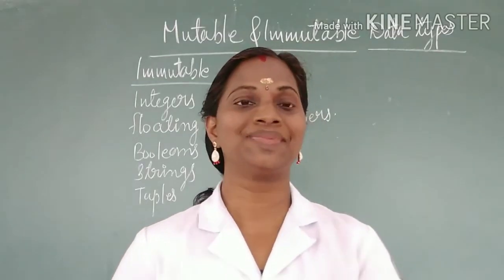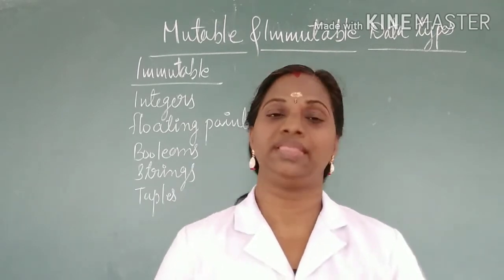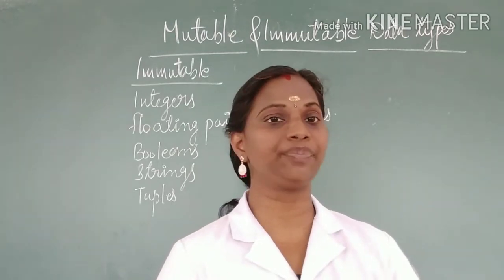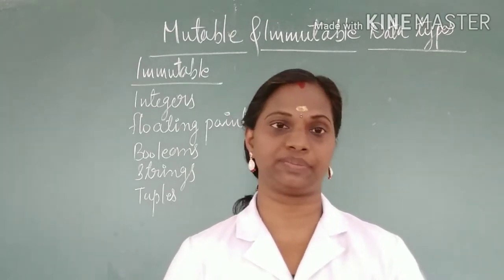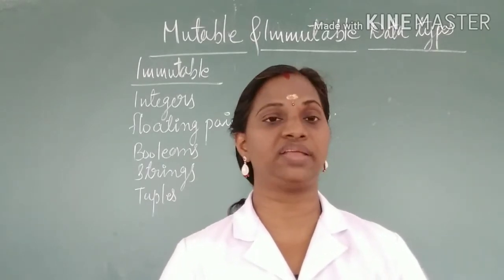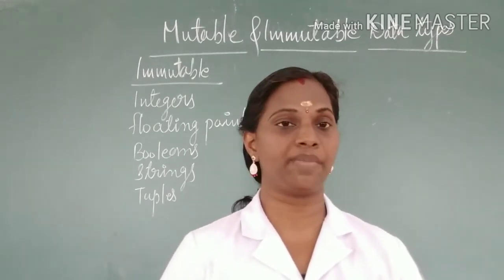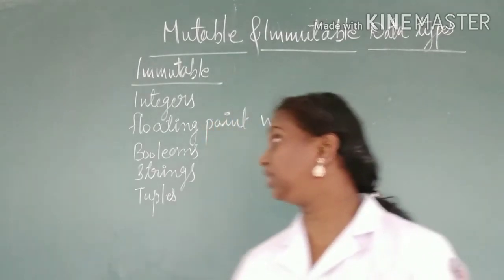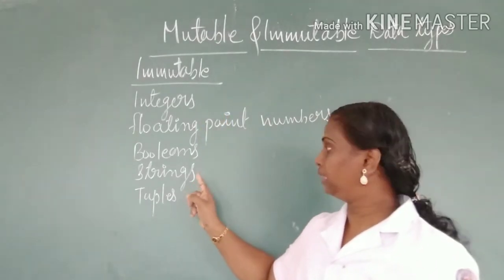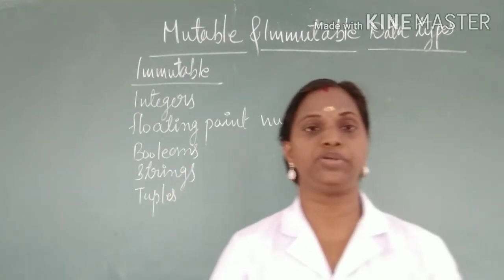Okay. Next one is mutable and immutable data types. The Python data types are broadly divided into two: mutable data types and immutable data types. These data types we already discussed. Now let us check which are mutable and which are immutable. Which data types come under immutable data types? See here: integers, floating point numbers, boolean, then strings and tuples. These are the different immutable data types.